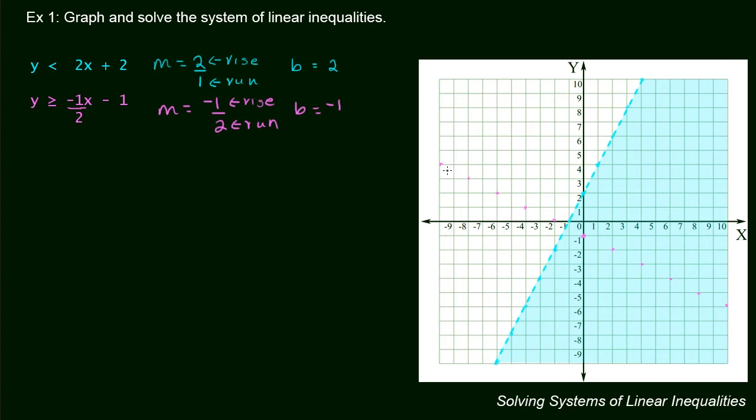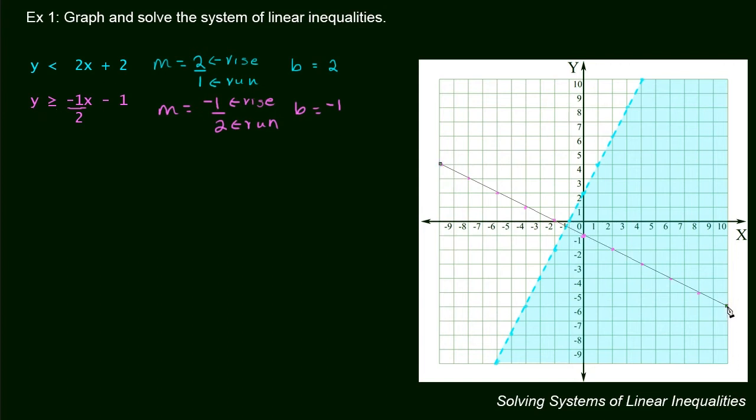Because this is a greater than or equal to, my line is going to be a solid line. The solid line indicates that my solution can be on my graph, so it's any point on my graph. Because it is a greater than, it's actually going to be on my graph and above my graph as well.